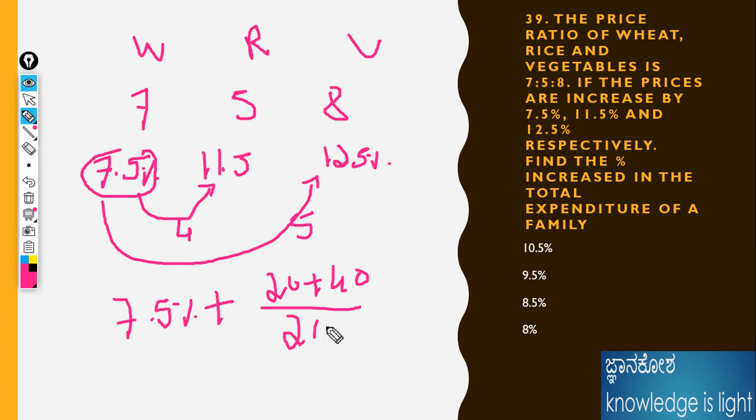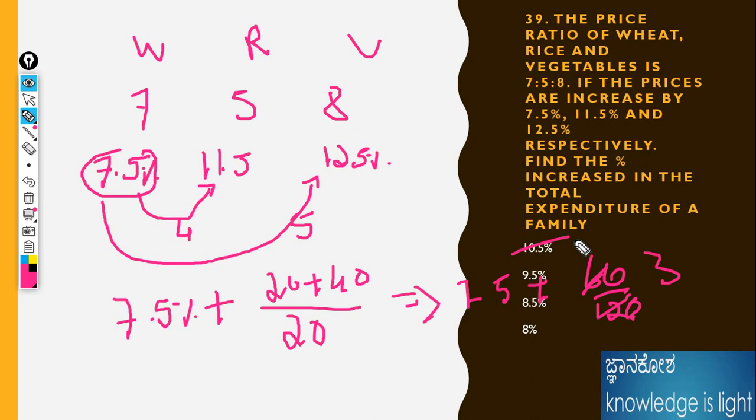Therefore 60 divided by 20 is 3. 7.5 plus 3 is 10.5, the answer for this problem. Like this, if any problem is segregated by how much percentage is increasing, many questions come like that. Take the minimum percentage, take the differences from the minimum, and multiply. Like this we calculate the increase in total expenditure, or whatever the problem asks.